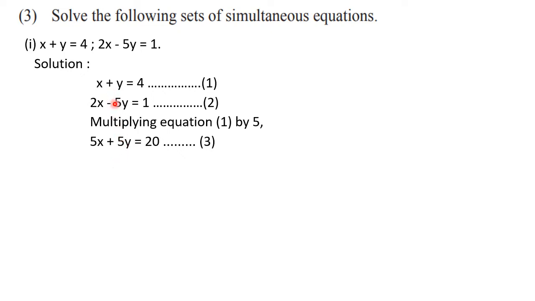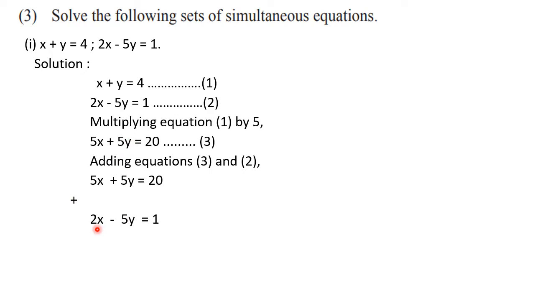Here what we can find, the signs are opposite, so we are going to add equations 2 and 3. So write down, adding equations 2 and 3 or 3 and 2, whatever. Okay. So let's write down the equations one below another. See, this is equation number 3 plus equation number 2. 2x minus 5y is equal to 1.